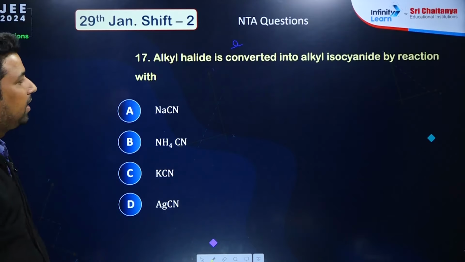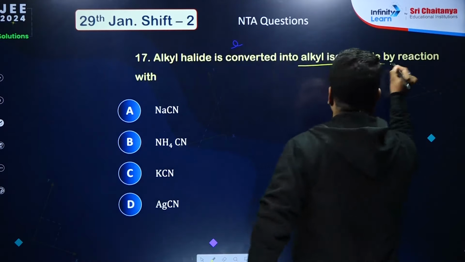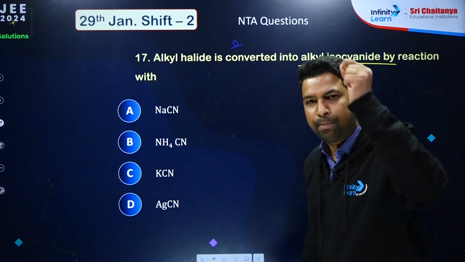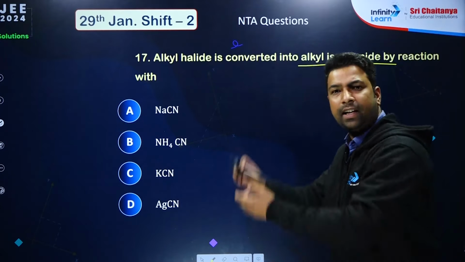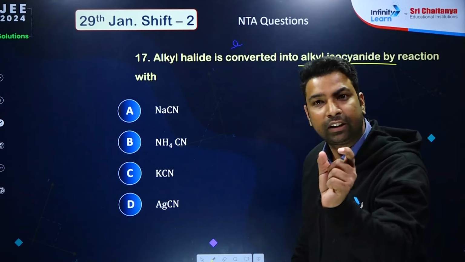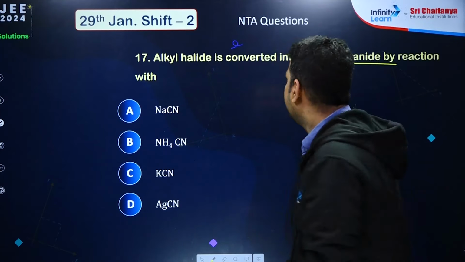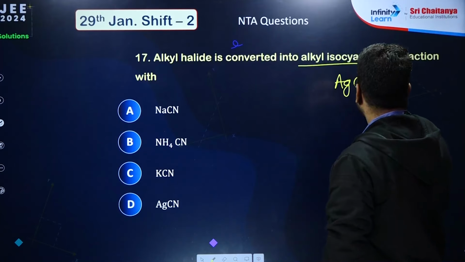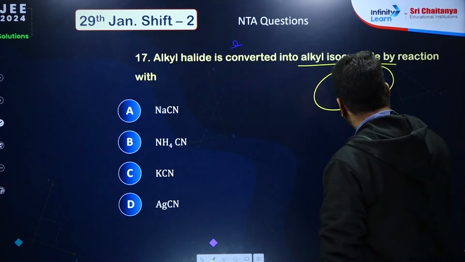Alkyl halide is converted into alkyl isocyanide. This is the example present in NCERT. It is an in-text question given in NCERT. AgCN gives isocyanide because it is covalent in nature.